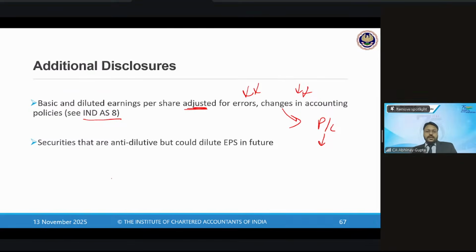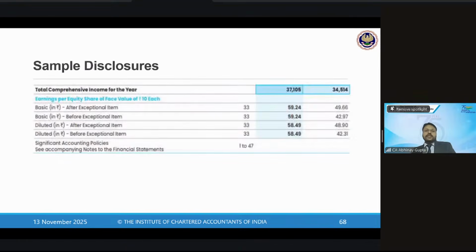Right. Securities that are anti-dilutive but could dilute EPS in future. So today they are anti-dilutive, but in future they may change their color and they may become dilutive. So those securities I also need to mention in my disclosure separately, that for March 2025 financials, this is anti-dilutive, but they may turn dilutive in future, right? These are the sample disclosures. Basic earning per share, right?